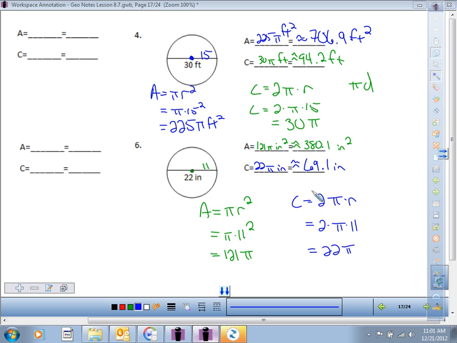And I worked these two for you on number 6 already. You should have gotten exactly 121 pi inches squared, approximately 380.1 inches squared. For circumference, you should have a circumference of 22 pi inches, which is approximately 69.1 inches.